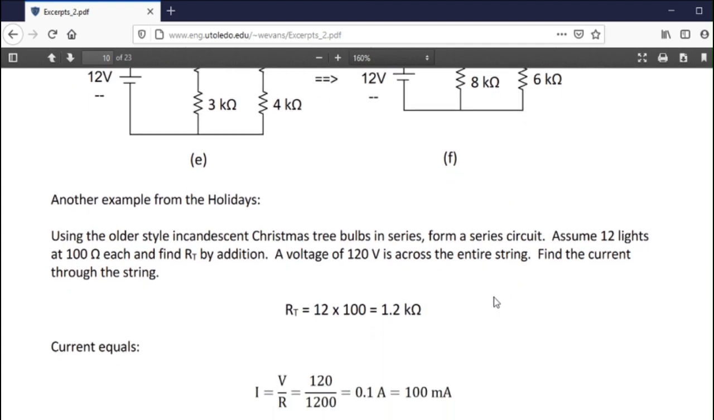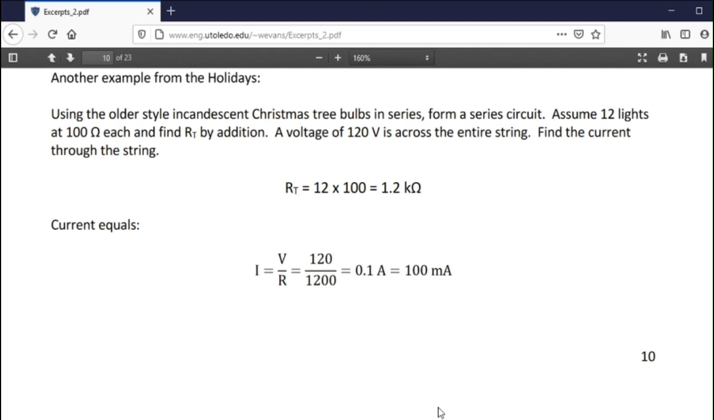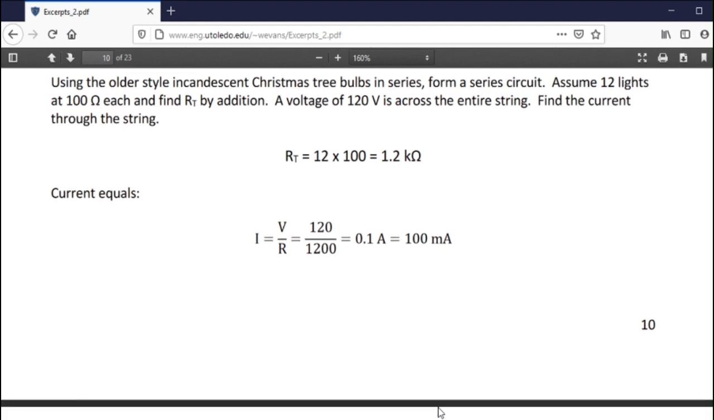All right, so you've got a Christmas tree or a holiday tree, whatever, and you've got 100 ohms, and you've got 12 lights. So what's the total resistance? It's 100 ohms per light, and you have 12 of them, so you have 1.2K. So what's the current going through that? 120 volts divided by 1200 ohms is 0.1 amps, or 100 milliamps. So now you can all go home and fix your parents' or somebody's Christmas tree lights, right?